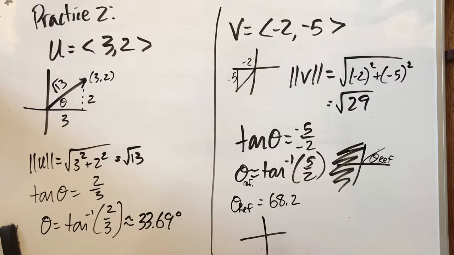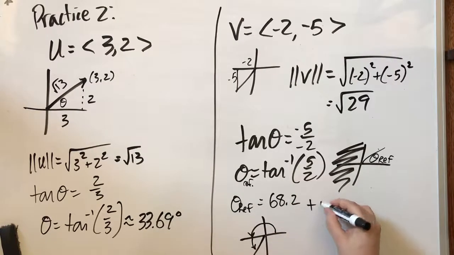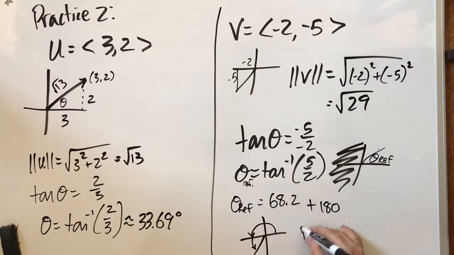So we've got to think about that for a second. If this is where theta reference is, then we're just adding 180 to that value. Okay, so I'm doing plus 180, and the actual direction angle, I really hope you can see this down here, is 248.2 degrees.